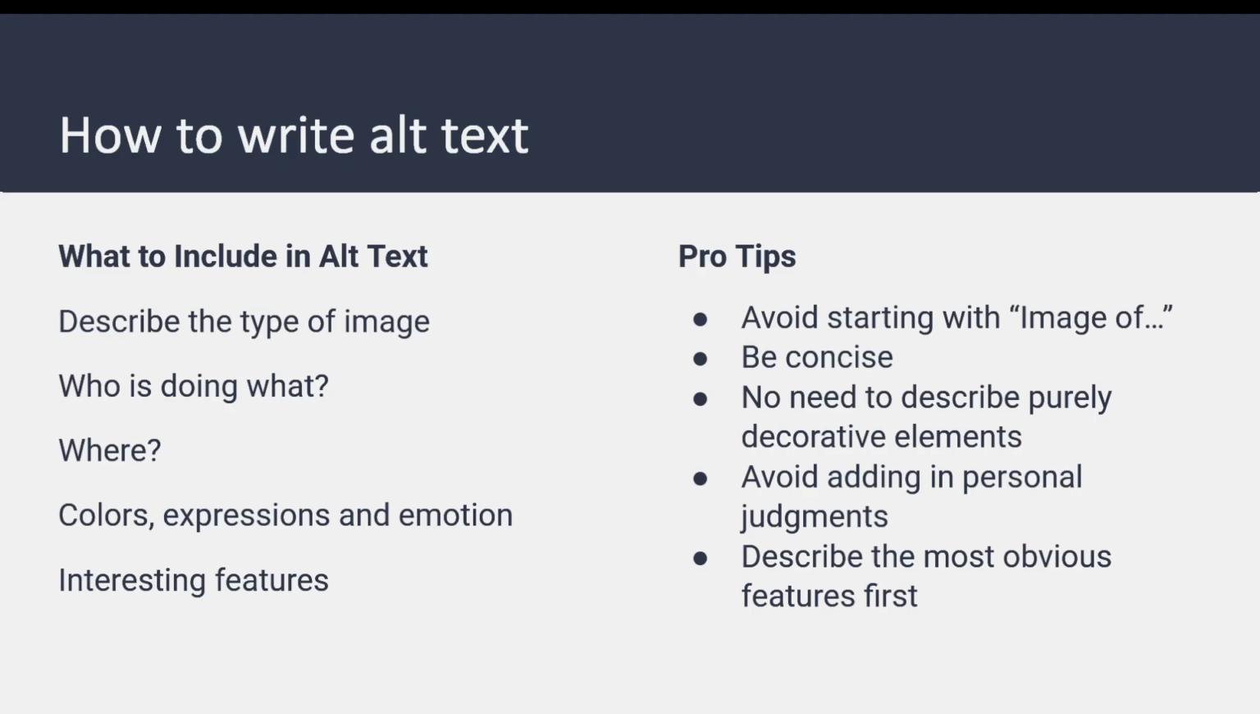Be concise. We've already said this, but be concise. Less is more, because adding too many tiny details can muddy the description. There's no need to describe purely decorative features, such as page dividers. As an example, we'll usually just put divider as the description on socials for a decorative divider in posts. Some programs will allow you to actually click a little checkbox to note if an image is purely decorative.